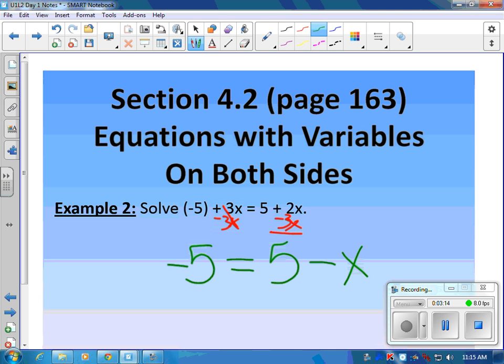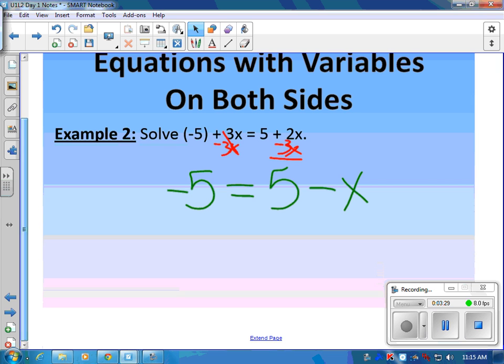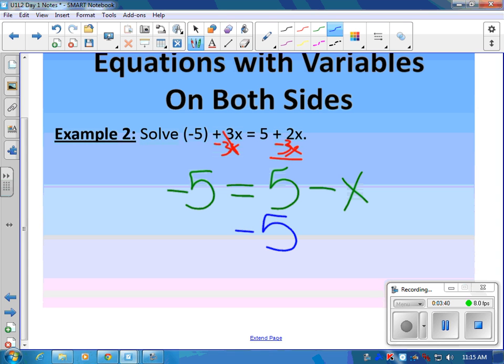Okay, so now we have negative 5 equals 5 minus x. My goal is still to get that variable by itself. We're not there yet. What do I have to do next to try to get this variable by itself? Zach? Subtract 5 from both sides. Here, my 5 is positive. I want to move it to the other side. So I'm going to subtract 5 from each side.